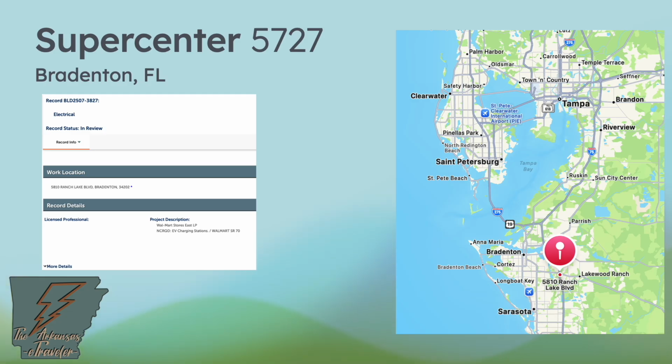This one was sent in by a viewer. Credits will be in the sheet at the end that you'll be able to access. It's at 5810 Ranch Lake Boulevard in Bradenton, Florida, south of Tampa Bay. This is Supercenter 5727. And again, I anticipate all of these will be four ABB A400 units for 8 stalls total. That's the pattern that we're seeing in Florida.